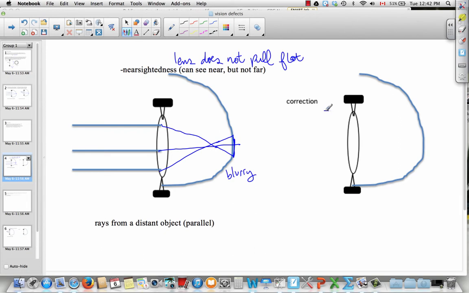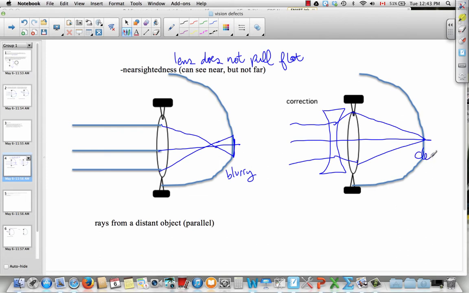So the way we correct that is with a diverging lens. This can be in your glasses or on your contacts directly against your eye. What that will do is take these parallel rays coming from a distant object and spread them out a little bit, because that's what diverging lenses do. And then when you've got the increased focusing power of this lens, the diverging lens sort of compensates for that extra bulginess of the lens by diverging the rays a little bit so that you get a nice clear image on the back of the retina once again.